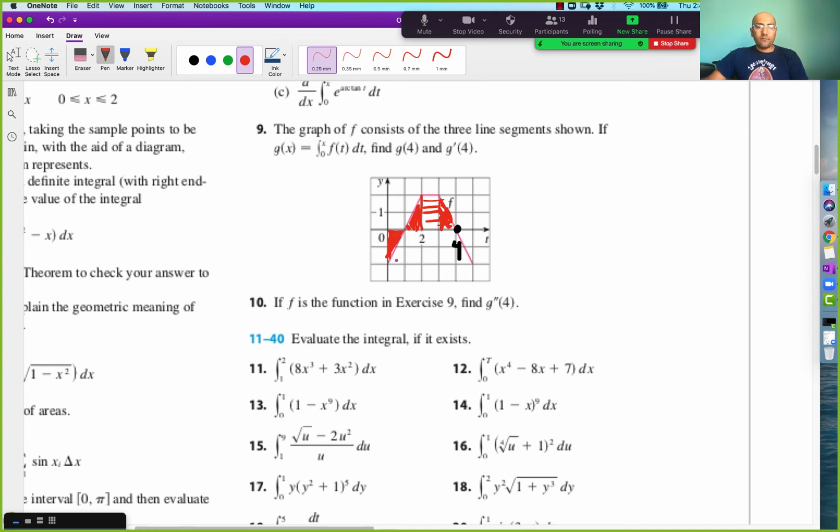Good. These are really simple shapes to have. The area of a triangle is 1/2 base times height. The base is a 1, the height is a 2. Same thing for this one, 1/2 base times height. And this one's just going to be 1 times 2 since it's just a giant rectangle. So find each one of those 4 shapes, add them together, and that'll be g of 4.